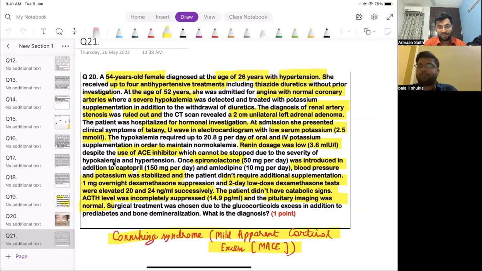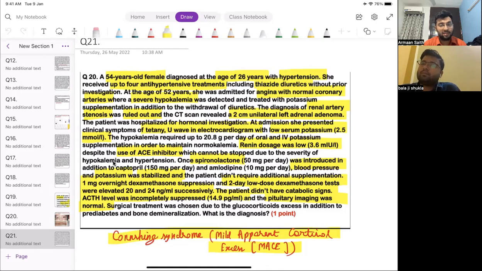Finally, coming to the last question. In this question, we have a clinical vignette of a 54-year-old female who was diagnosed with hypertension at the age of 26 years. She received up to 4 antihypertensive treatments, including a thiazide diuretic. Therefore, we can call it resistant hypertension.